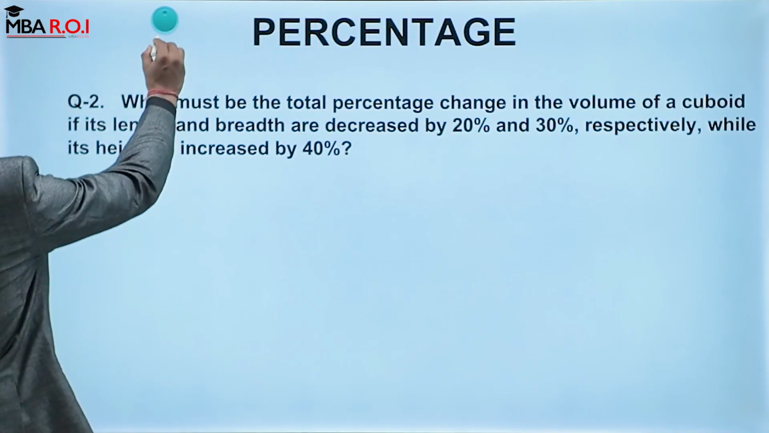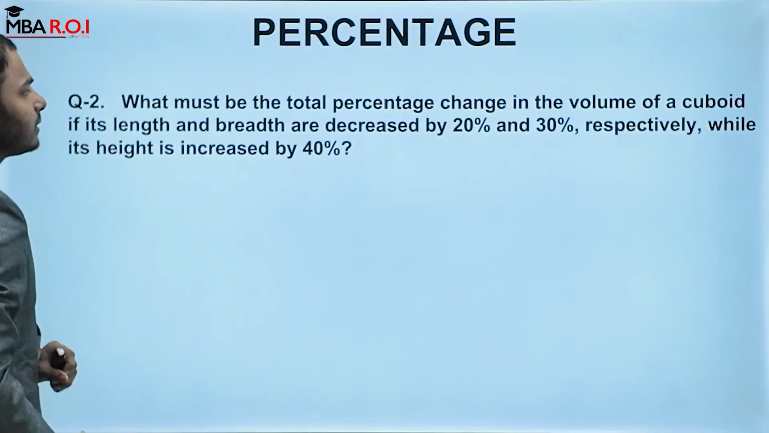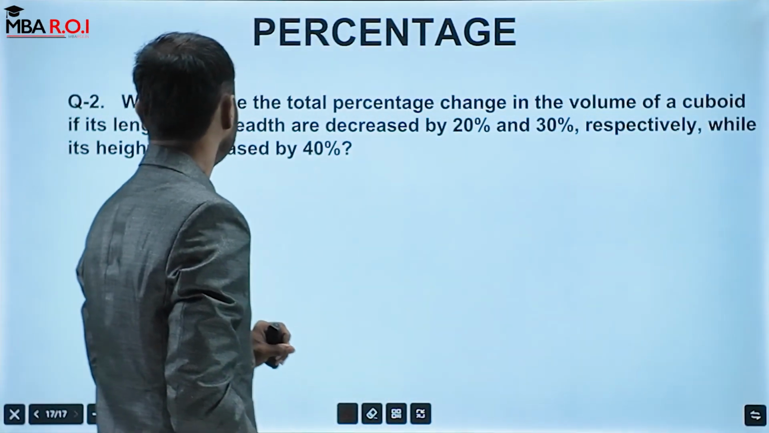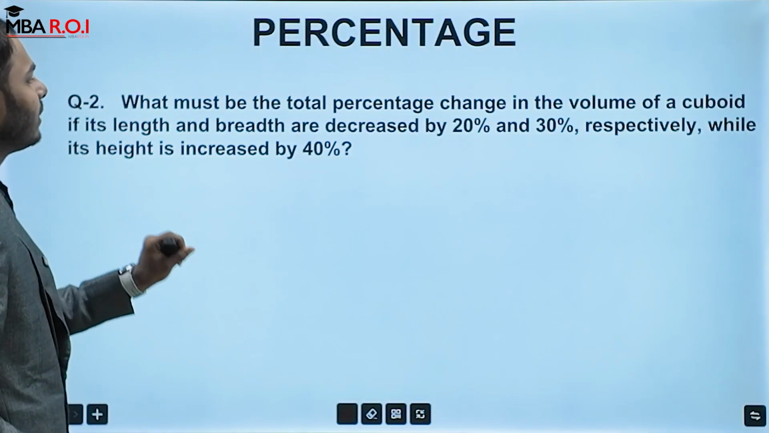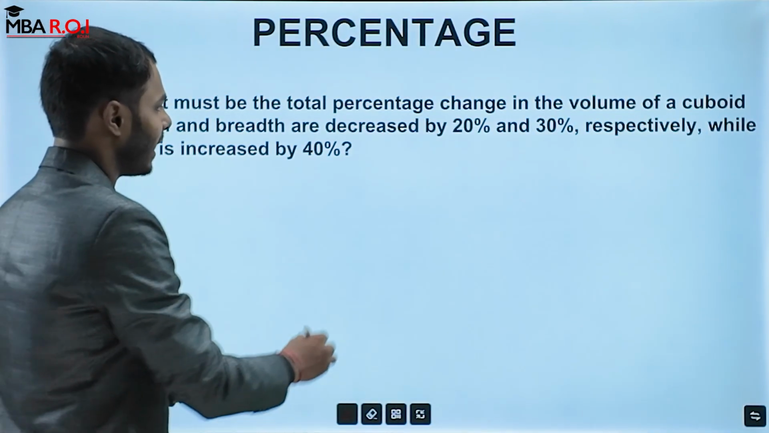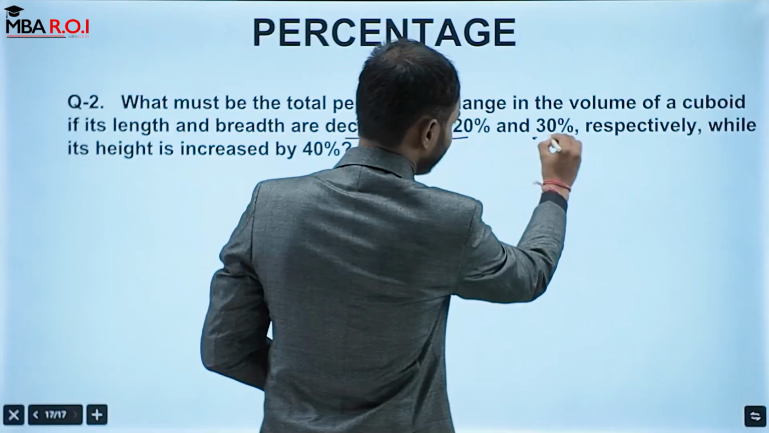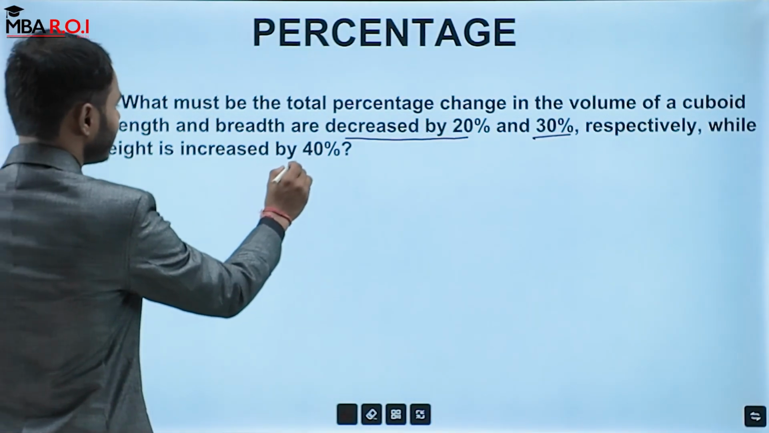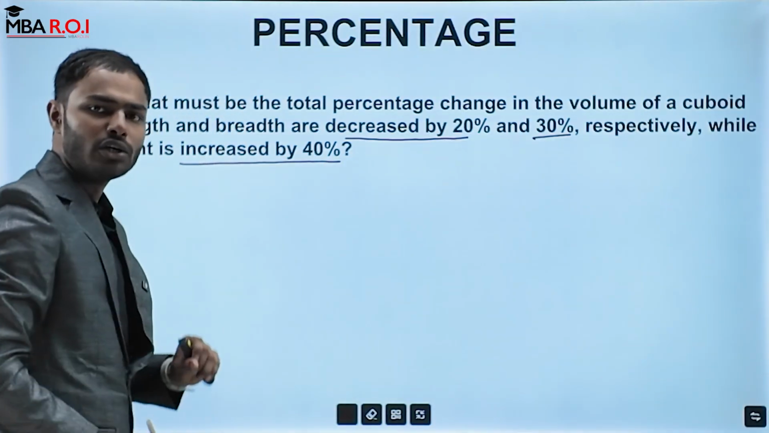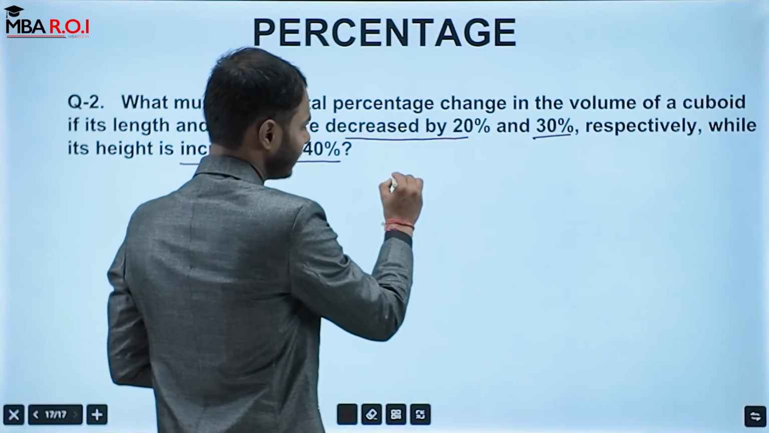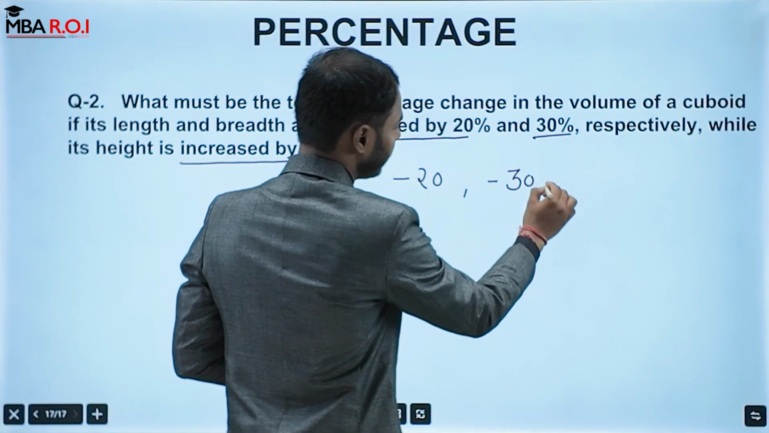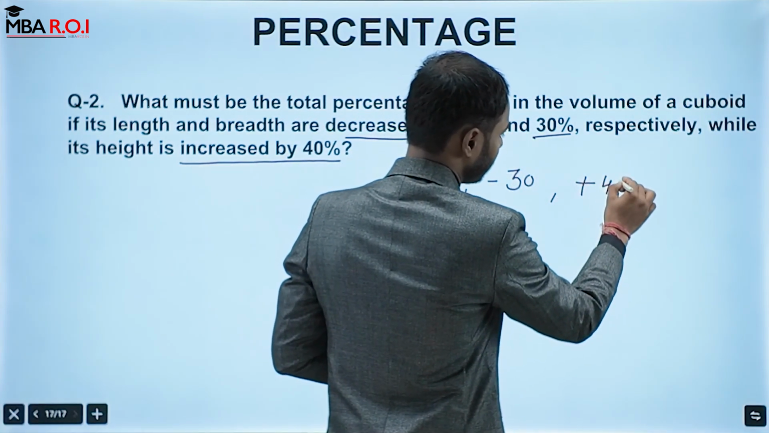Now in this question it says, what must be the total percentage change in the volume of a cuboid if its length and width are decreased by 20% and 30% respectively, while its height is increased by 40%. So first I am just writing the things down: there is a decrease of 20%, then there is a decrease of 30%, and then there is an increase of 40%.